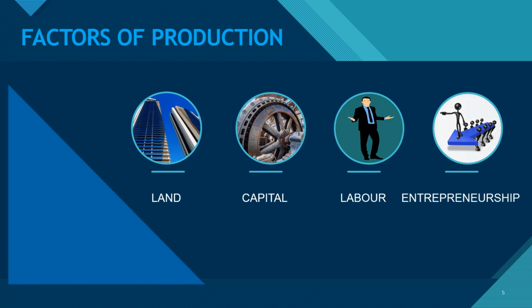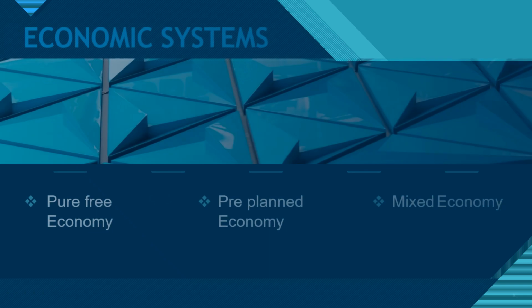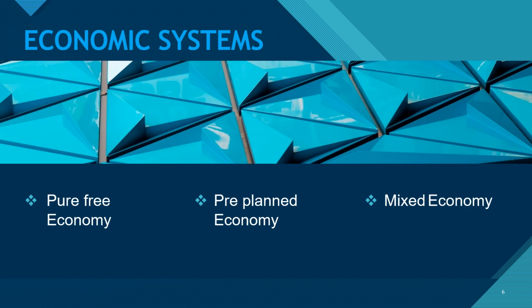So an economic system can be categorized under three different categories. Firstly, we have pure free economy. That is where the market has an upper hand in forming an economy over the government, right? So these countries are known as the capitalist countries. For example, USA.